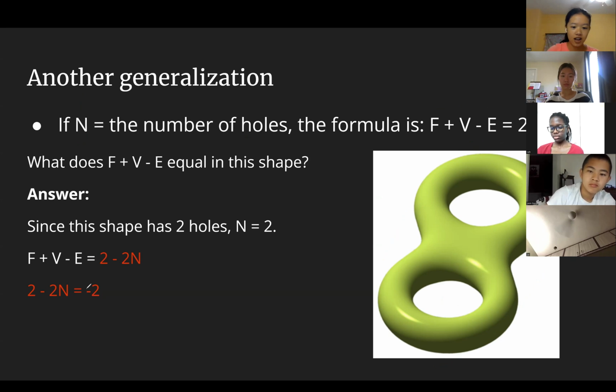Let me find, if a shape has 7 holes, what would be the Euler's characteristic? Yeah, it would be -12 because 2 minus 2 times 7 is 2 minus 14. So that'd be -12. So the more holes you have, the more negative this characteristic is.